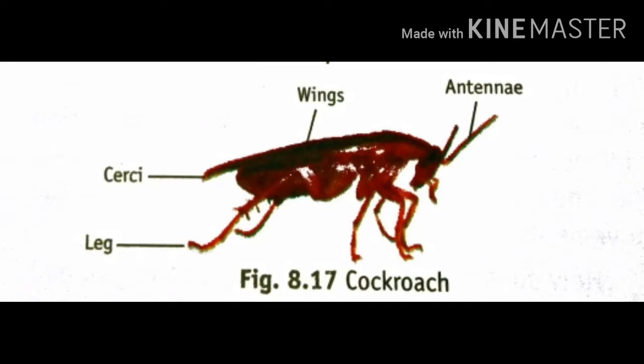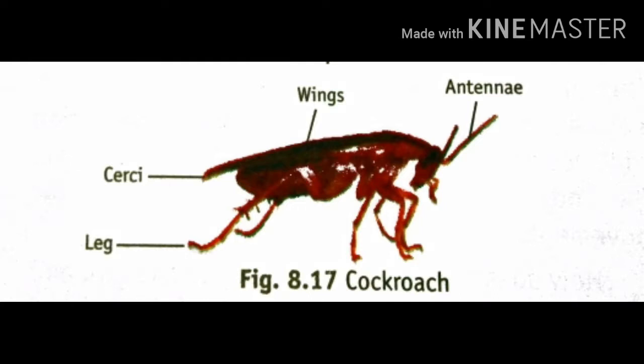Next we'll see motion in cockroach. Cockroaches can walk, swim and fly. A cockroach has no bones but has an external skeleton that protects the body. That external skeleton protects the body of the cockroach.